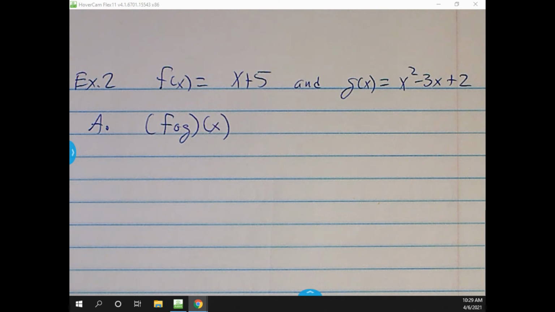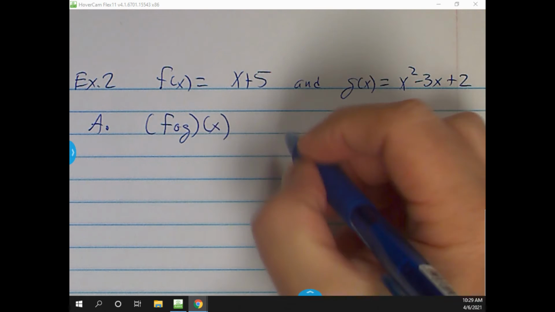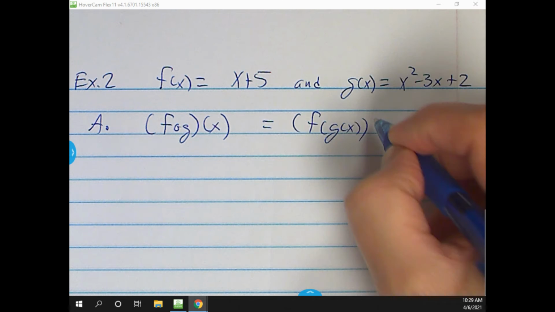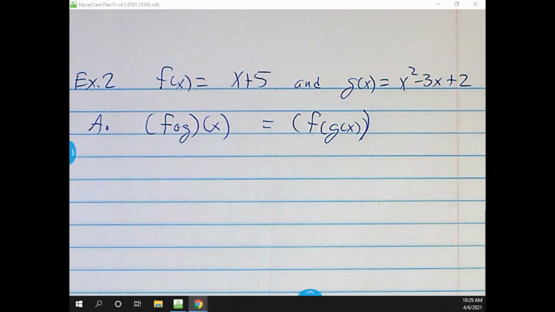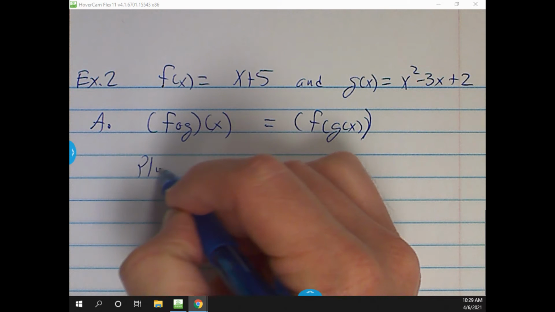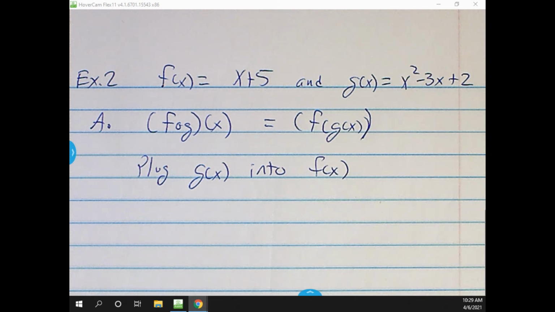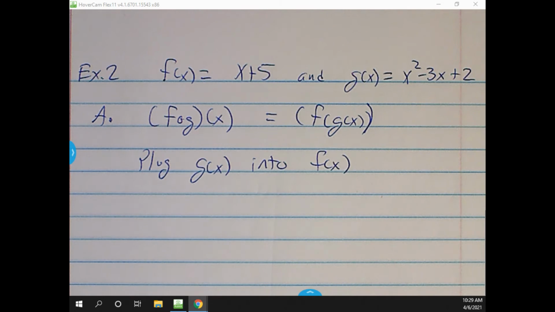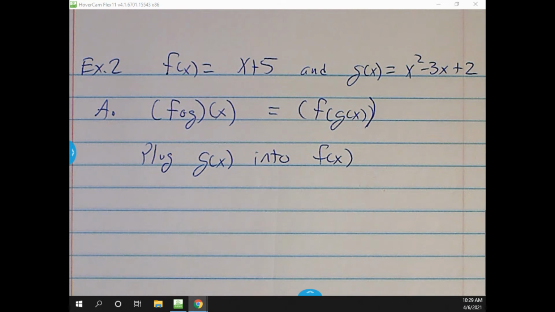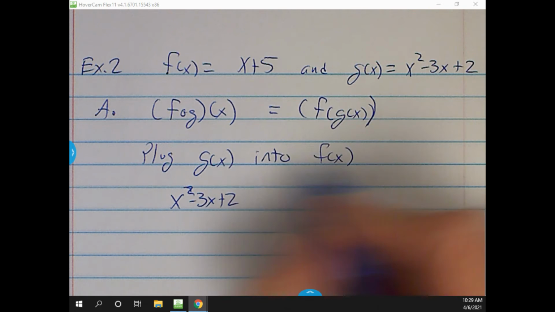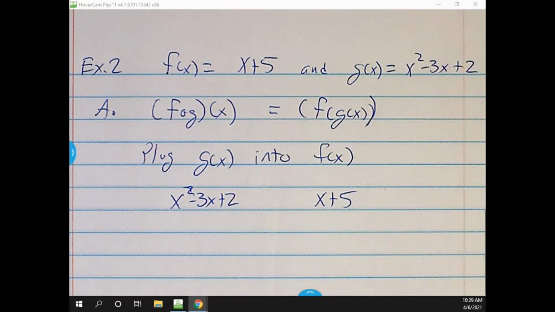Okay. Again, depending on the question and how the book goes, they might give you this, or they may also give you this. Sometimes it's this one, sometimes that. It still means the same thing no matter what. The biggest thing for this part is that you're going to plug g of x into f of x. I can remember just writing down that one little sentence, and for me it clicked because I was a visual person. Once I could write it out, I could see, okay, I'm going to take x squared minus 3x plus 2, and that's going into x plus 5.